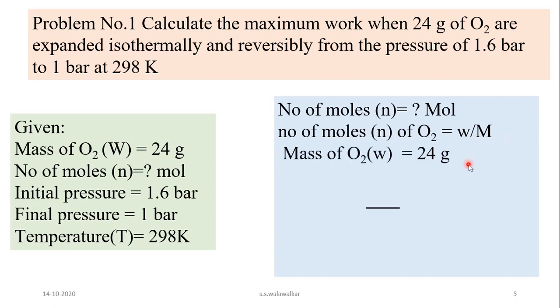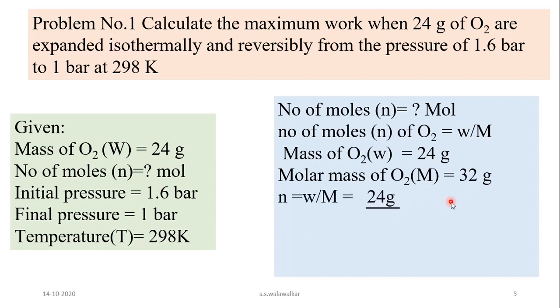So mass of oxygen is 24 gram and molar mass of oxygen is how much? 32 gram. Atomic weight of oxygen is 16. Oxygen is diatomic, therefore O2, and therefore 2 into 16, that is equal to how much? 32. So molar mass of oxygen is 32. So n, that is the number of moles, is equal to 24 divided by 32, that is 3 by 4 moles, that means 0.75.